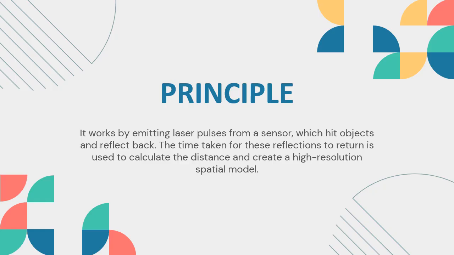LiDAR works on a principle: it contains a pulsar that emits laser pulses in a really fast manner. When the laser pulses hit the object, it reflects back some laser pulses, and they come back to the photodetector. The photodetector detects the light and the time of flight is calculated. Because of this, we can calculate the distance between the object and the detector.